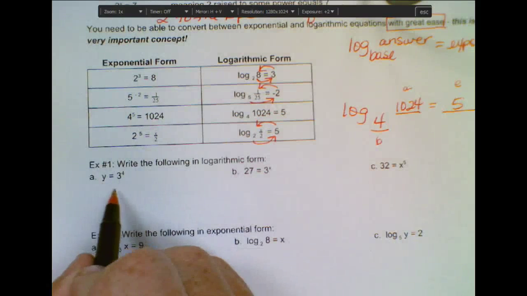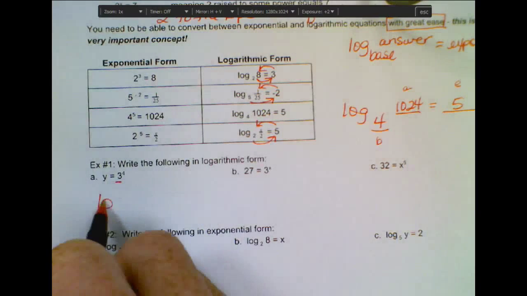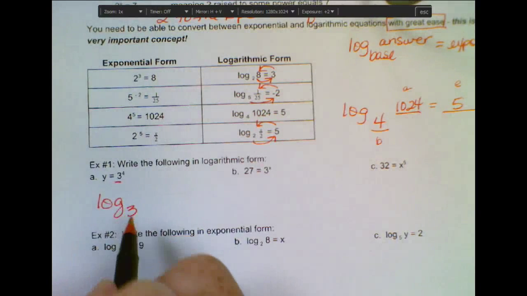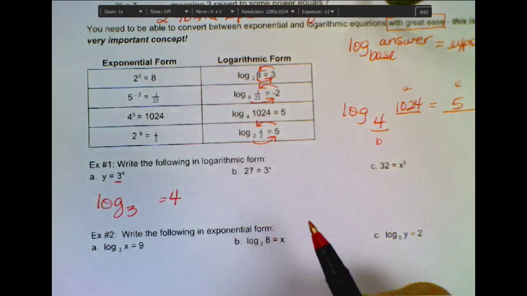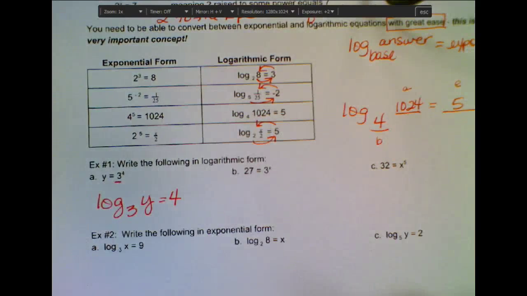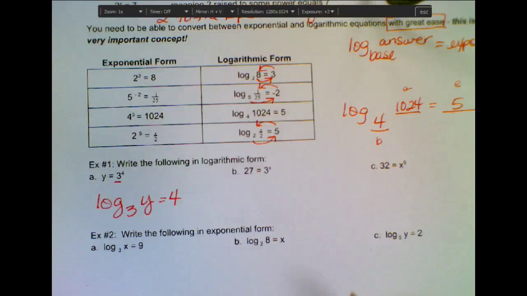So, for example 1a, I know my base is 3. So to convert that to log form, I'm going to write log 3. My exponent is going to be out here by itself, and my answer is y. Okay? I'm going to have you go ahead and do B and C on your own. I think you have enough examples to look at, and hit pause on your video, and then come back and check your answers.